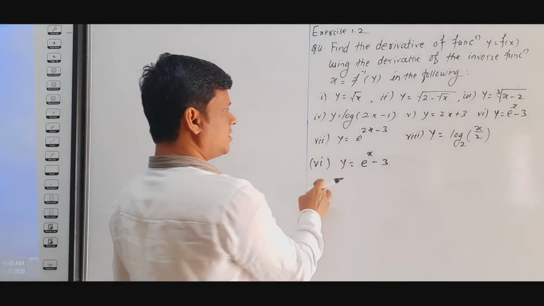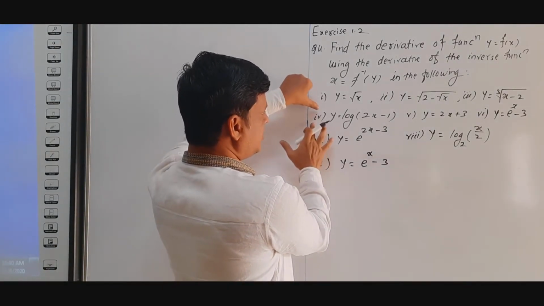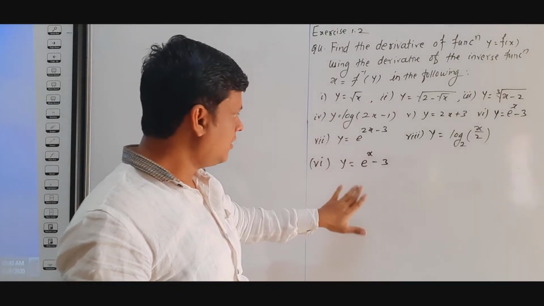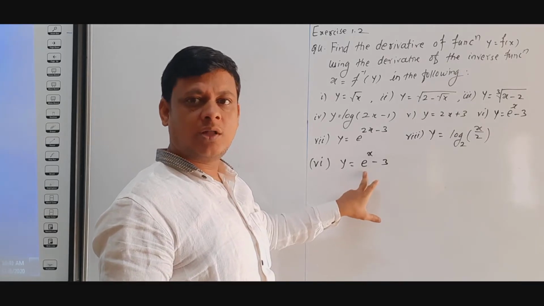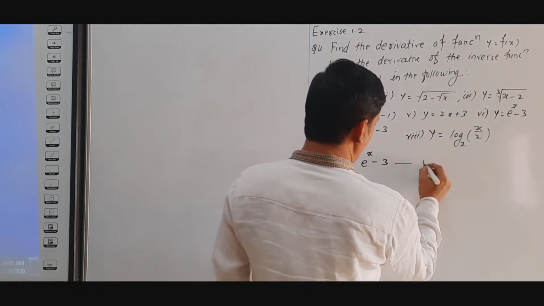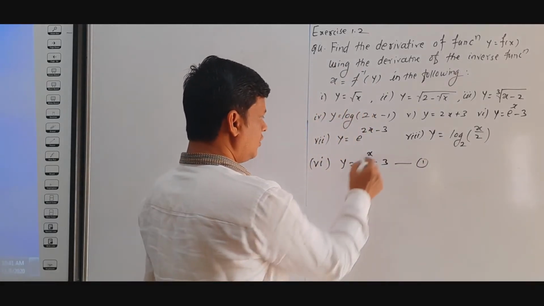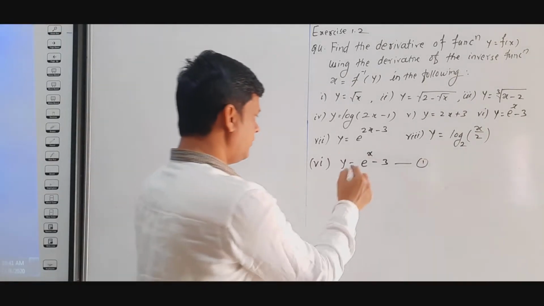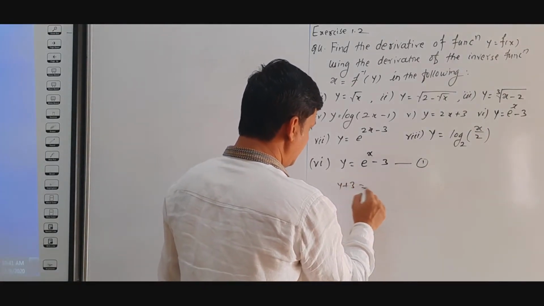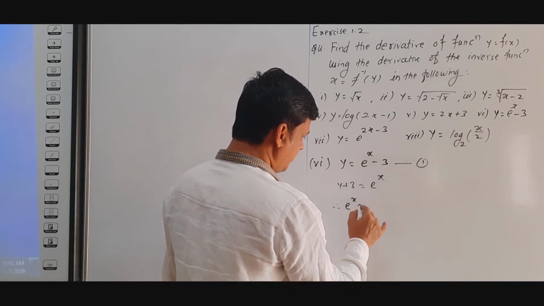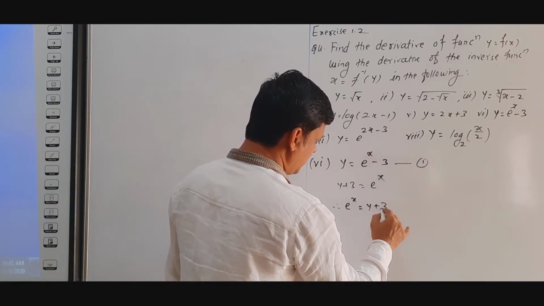Now see subquestion 6. In subquestion 4 we convert logarithmic to exponential form. Here in this example we have to convert exponential to logarithmic form. See, we denote this as equation number 1. So when we transfer minus 3 to left hand side, we write this as y plus 3 is equal to e raised to the power x. That means e raised to the power x is equal to y plus 3.